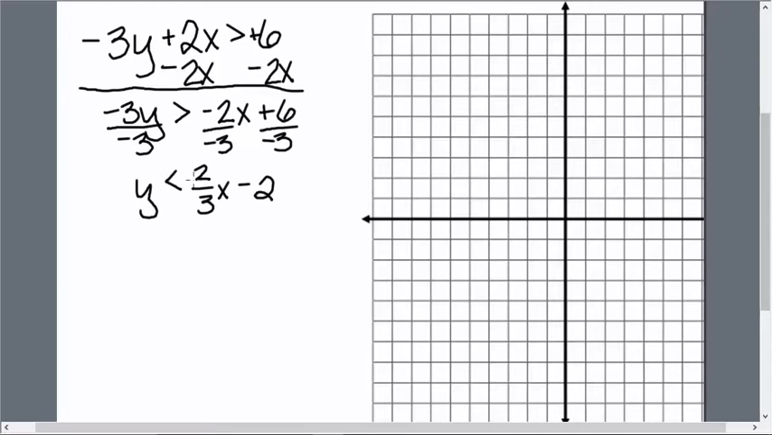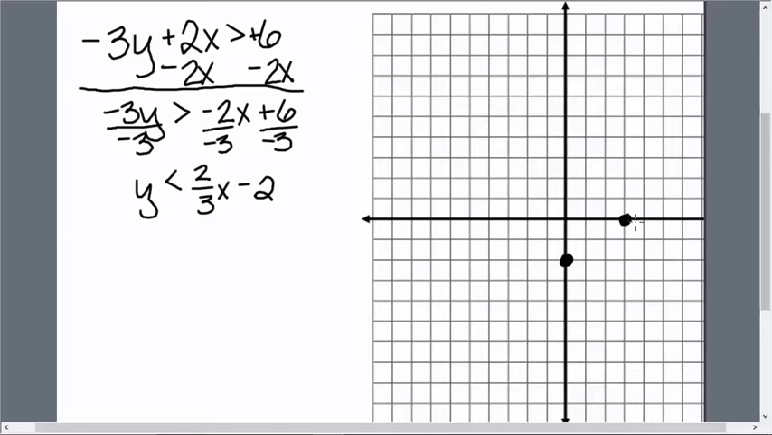So I'm going to start it off the same way I do all the time. This guy right here, he is my y-intercept, so I'm going to start at negative 2. And I am going to go, this is my slope, up 2 to the right 3. So up 2 to the right 3.